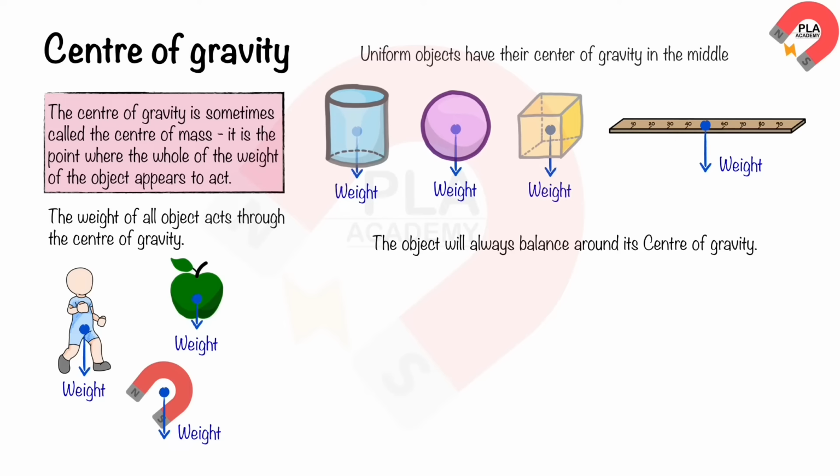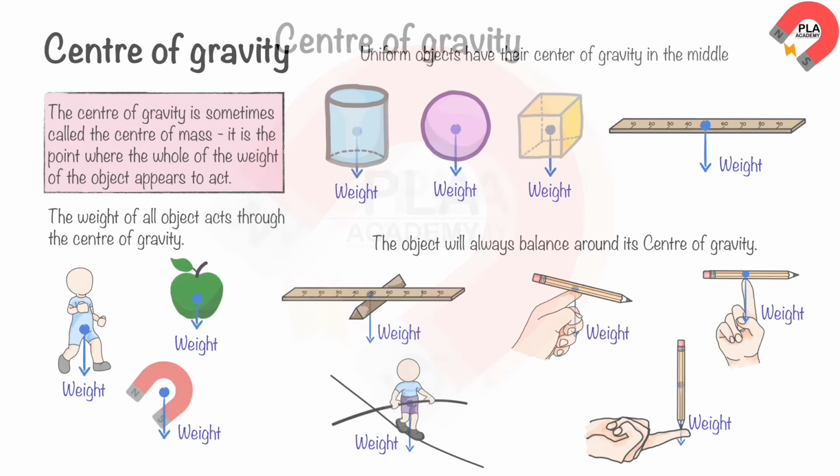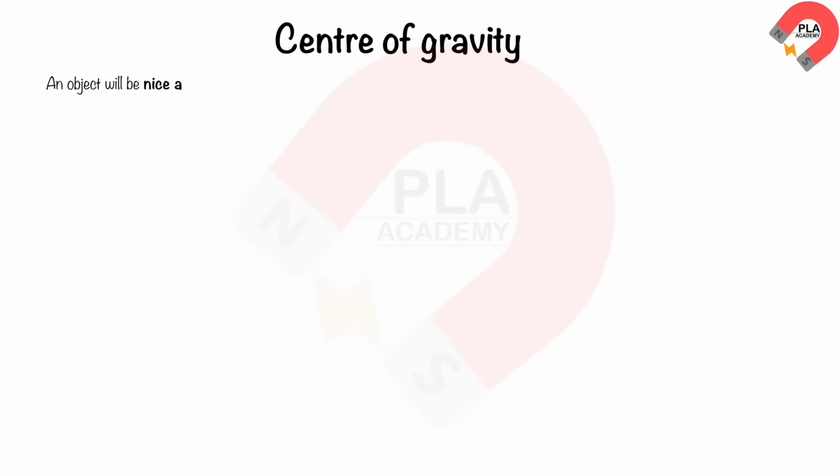For example, the wooden meter rule is balancing on the pivot at the 50 centimeters mark, as shown. You can try balancing a pencil on your finger, as shown. The person is walking on the rope, as shown. An object will be nice and stable if it has a low center of gravity and a wide base area.